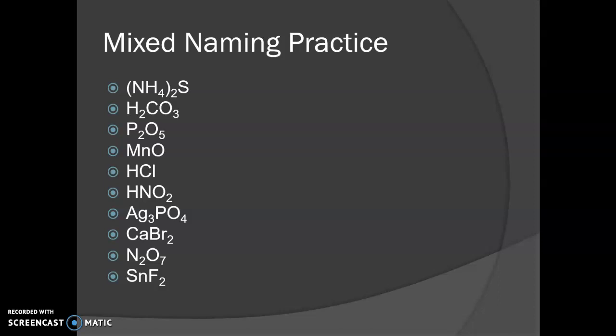The first one is ammonium. If it has 4 hydrogens, it's ammonium. 3 is ammonia. So ammonium sulfide. The second one is carbonic acid, no hydro.